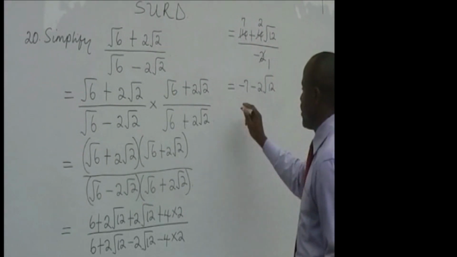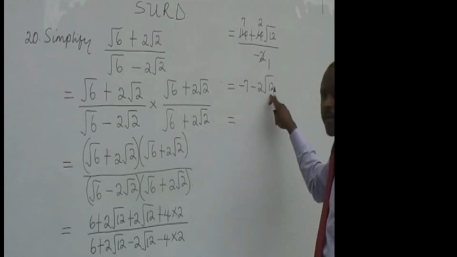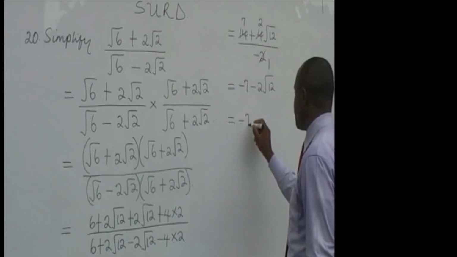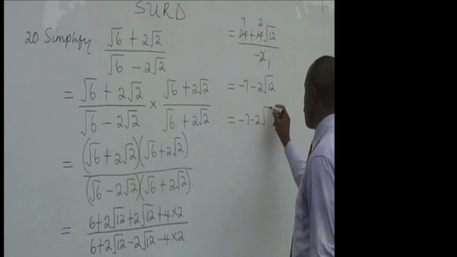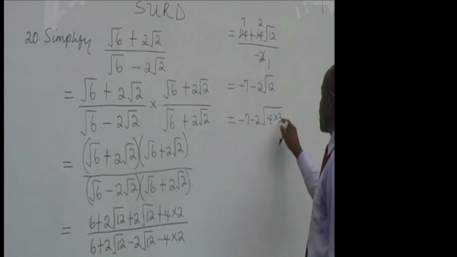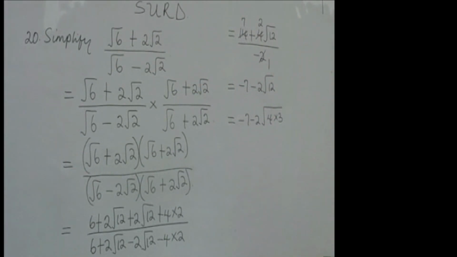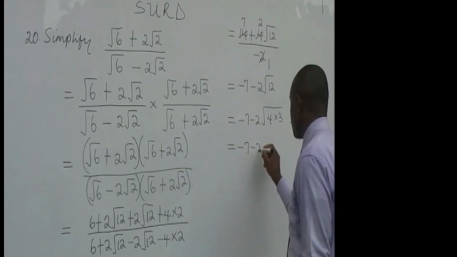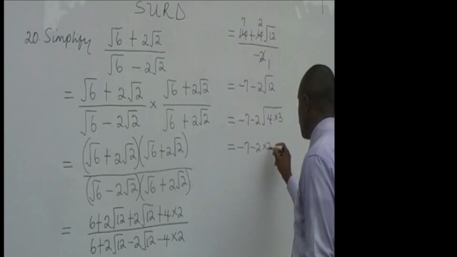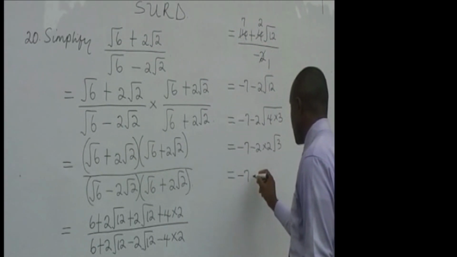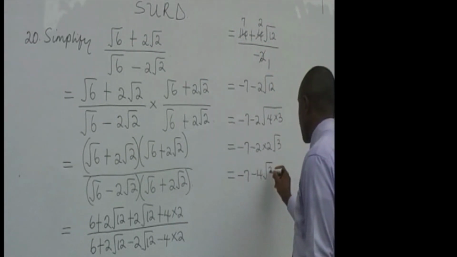You can leave the answer like this, you are correct, or you can simplify root 12 further. Bearing in mind that 12 has a factor that is a perfect square, which is 4. So you can go ahead and have minus 7 minus 2 root 4 times 3. Knowing quite well that 4 times 3 is 12 and 4 is a perfect square. So we are going down to minus 7 minus 2 times 2 root 3. That is going to give us minus 7 minus 4 root 3.